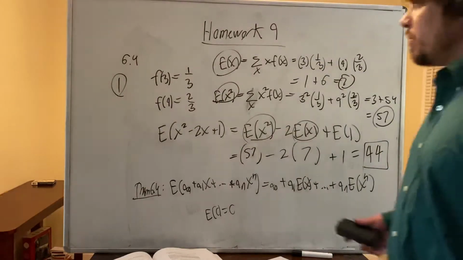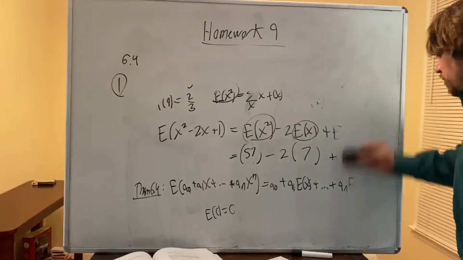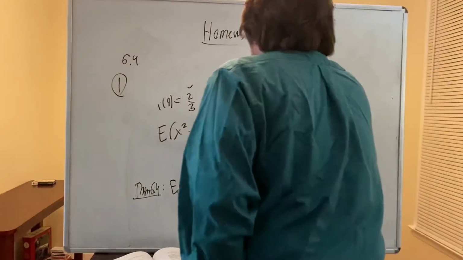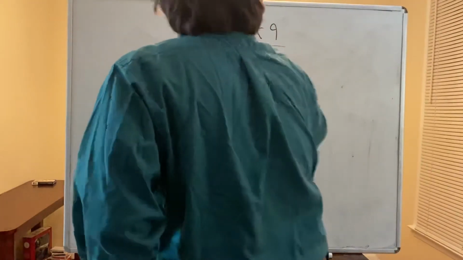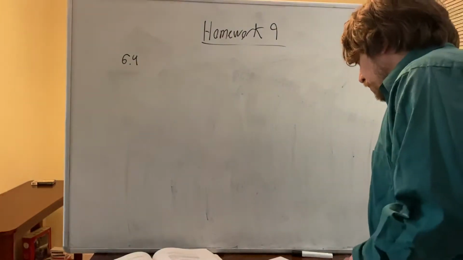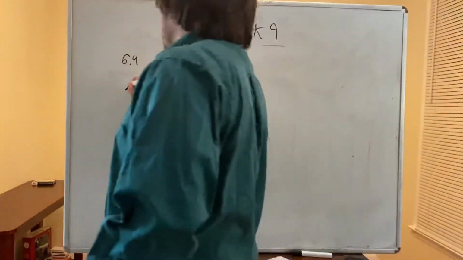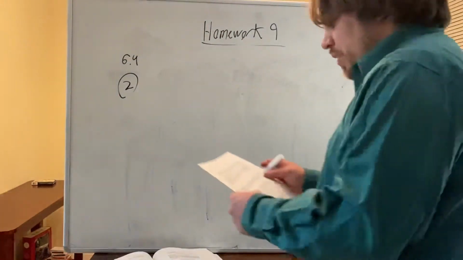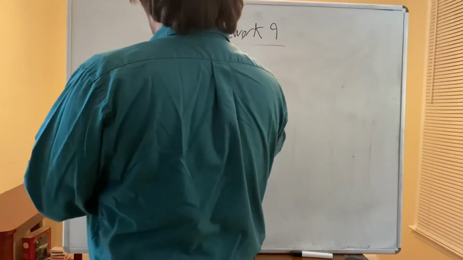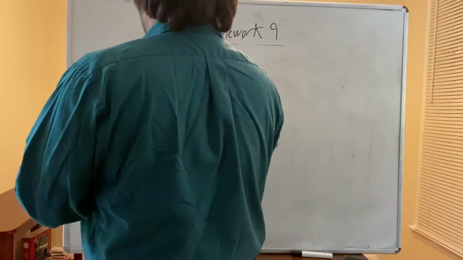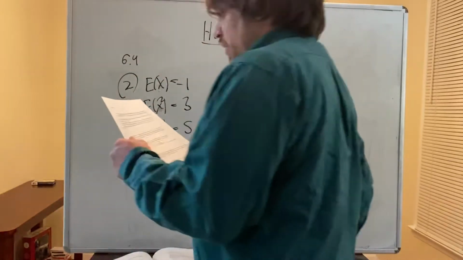Okay, so let's go to the next problem. Number 2 in the same section. They tell you that the first, second, and third moments, meaning the first moment is E of X, which is -1. The second moment is E of X squared, which is 3. And the third moment, E of X cubed, which is 5.